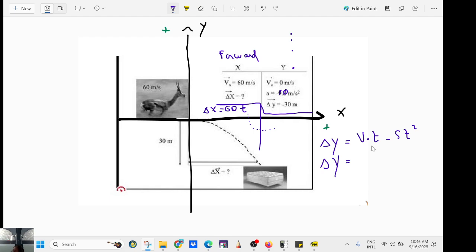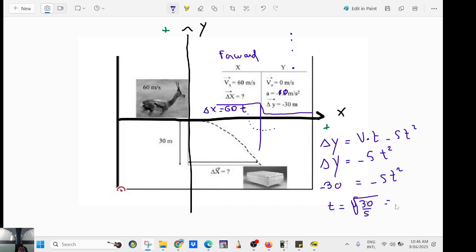It doesn't go down. So it's going to be minus, it's going down, but there is no component of the velocity down. So it's minus 5 t squared. So that will be negative 30 equals minus 5 t squared. So t equals square root of 6, no, 5. Okay, is that clear?